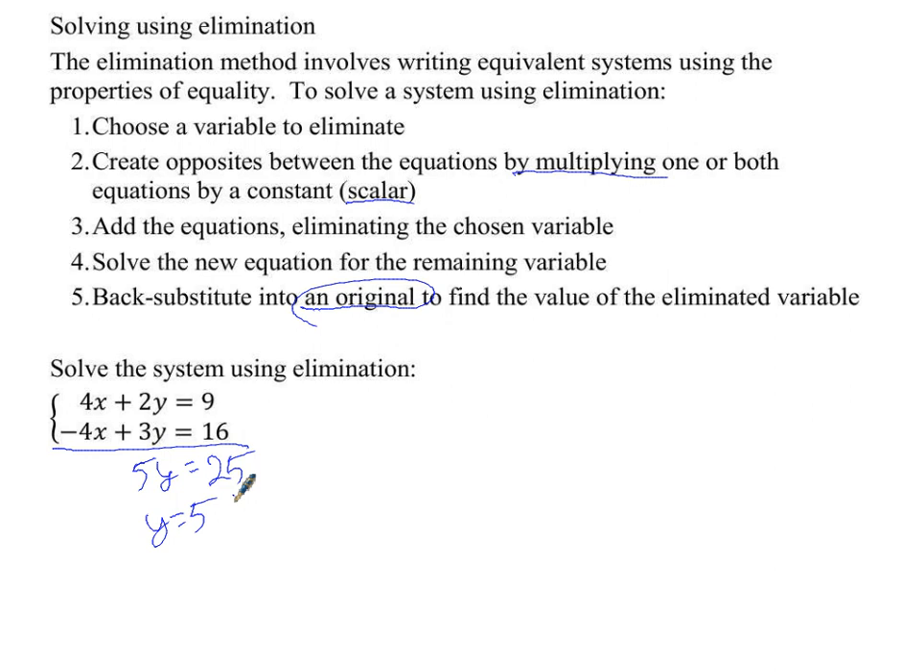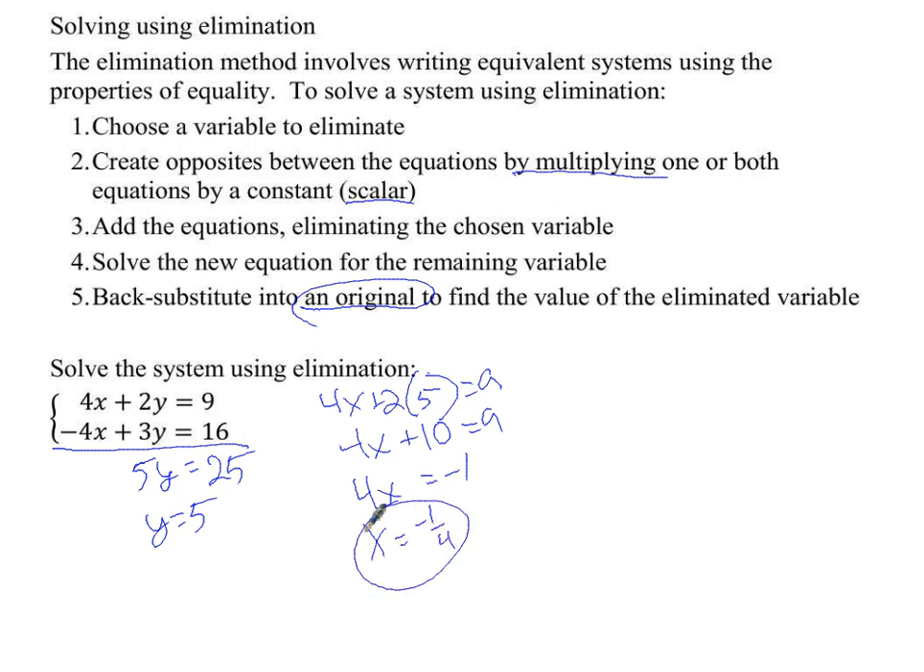Now we know what y is, so now we're going to, step 5, back substitute into an original equation to find the other variable. Which equation do you want to use? The top one, because we're dealing with positive numbers, that's fine. So all right, 4x plus 2 times what y is, which is 5, equals 9. So 4x plus 10 equals 9. Subtract 10 from both sides. 4x equals negative 1. Divide both sides by 4, and you get x equals negative 1/4.